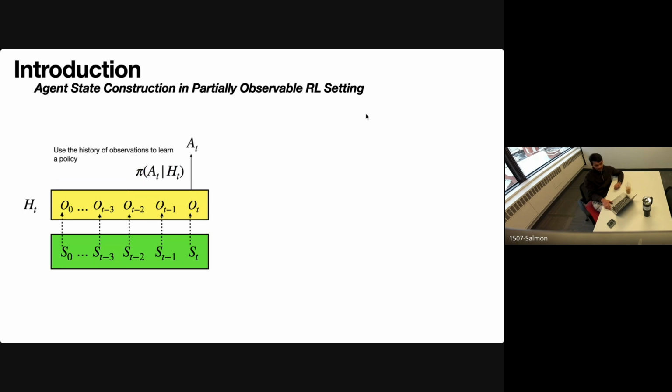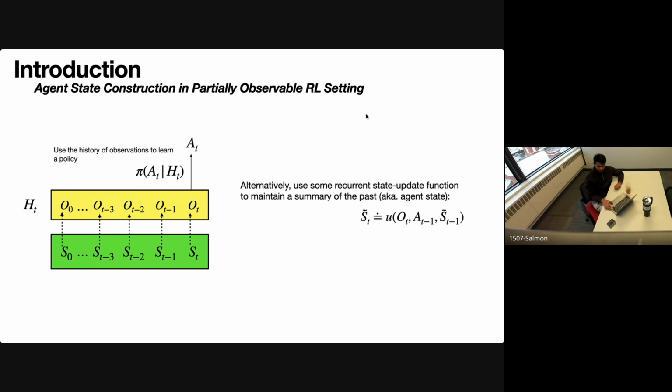Agent state construction in partially observable reinforcement learning typically uses the history of the observations to learn the policy. So instead of using just the observation at the current time step, we condition the policy on the previous set of observations. Alternatively, one can use a recurrent state update function to maintain a summary of the past. So what we can define instead is a state update function U, which at a given time step ingests the current observation and the previous action and returns an approximate state. The agent can then use this approximate state instead to condition a policy.